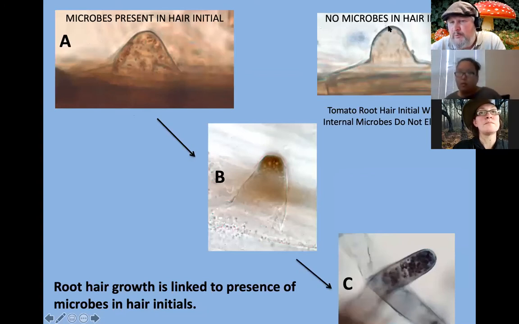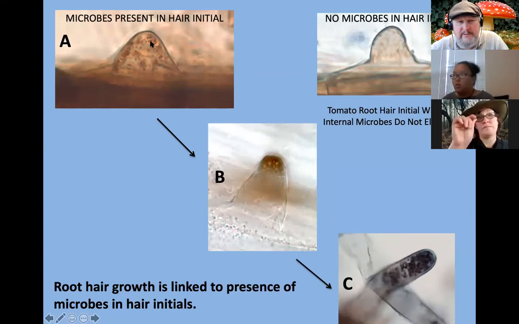And we treated this one with antibiotic, and you can see there's no microbes in that initial. So these initials form, but there's no microbes forming in there. And those hairs don't elongate. But to the left, over at A, you can see that's a root hair initial, and you can see the bacteria in it, those microbes inside it.